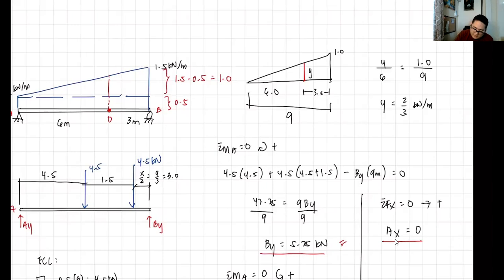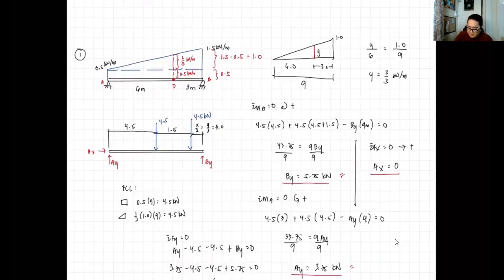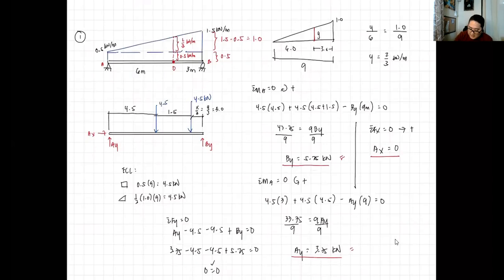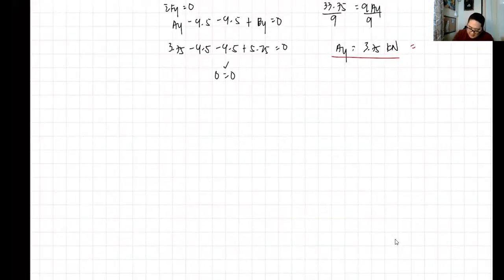Okay? So, dito, ibig sabihin, ito yun, no? Ito ay 2/3 kilonewton per meter. Then ito is retain na 0.5 kilonewton per meter. Okay? Yan yung ibig sabihin nun. So ngayon, pwede na tayo mag-cut ng section.